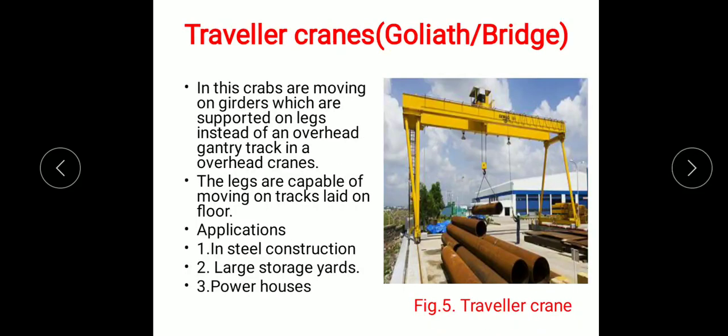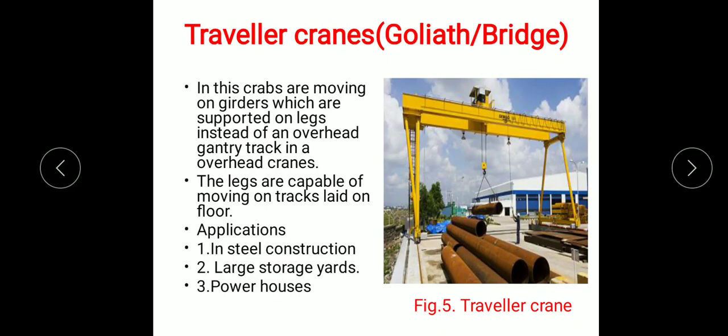The next type of crane is traveler cranes, which are also known as Goliath cranes or bridge cranes. As the name indicates, traveler means it can travel from one place to another for putting the load at a desired location. So in this, crabs are moving on girders which are supported on legs instead of an overhead gantry track as in overhead cranes. In subsequent slides we will also go through the overhead cranes.